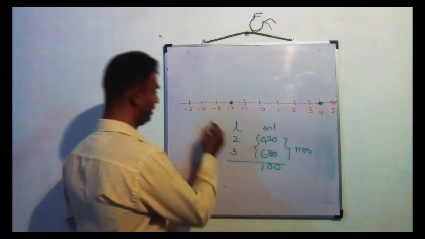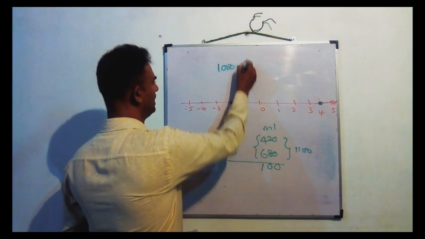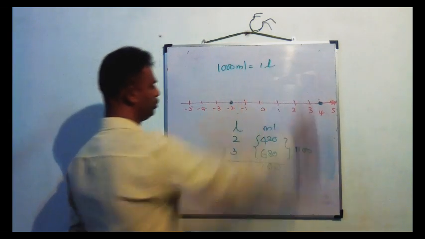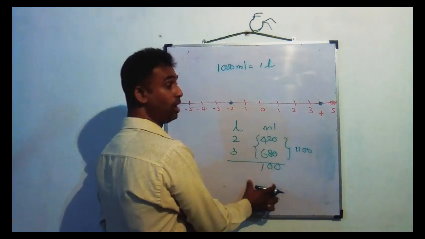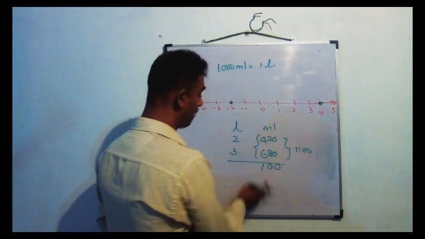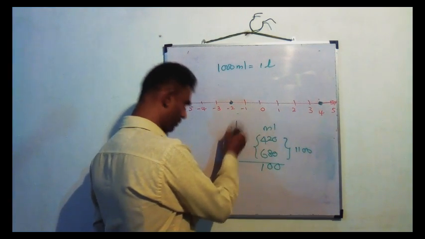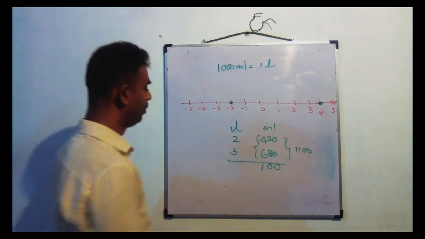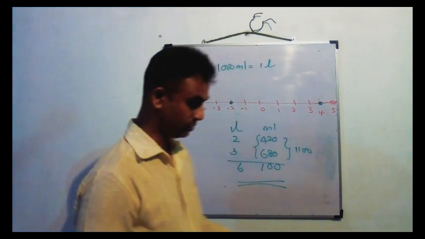1000 milliliters equal 1 liter. You know that. Therefore, in this milliliter column, we can put the 1100. Why? That 1000 should be taken to the liter side as 1 liter. Therefore, 6 liters and 100 milliliters are the answer.